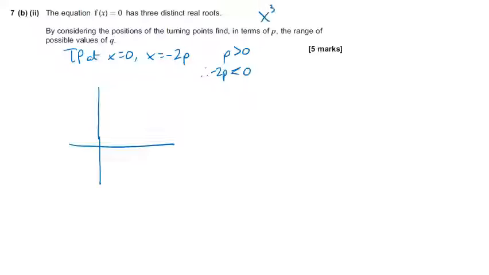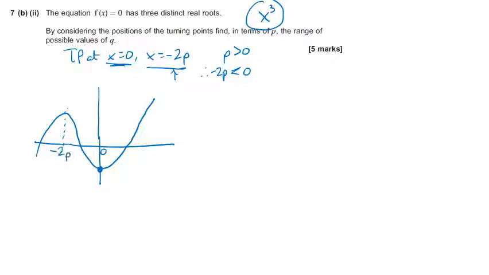And it was an x cubed, a positive coefficient one. So that means that this is the first turning point, because that must be the maximum. And then the 0 one comes after that. So it's going to be something like this. Okay, so a minimum when x is 0, and this maximum when x is minus 2p.